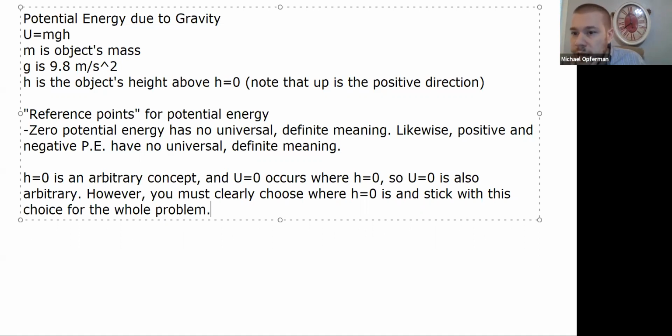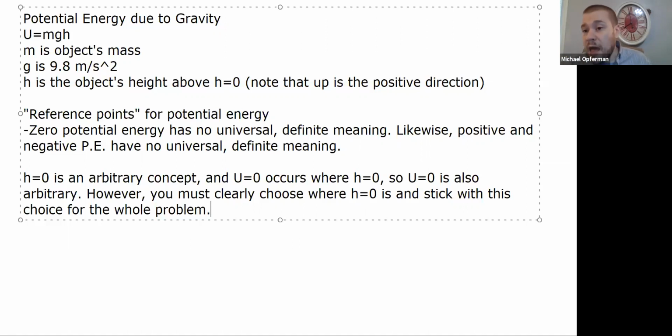And I'll show this in the examples I do for this concept. It's just something to be aware of. Make sure that you know where you are putting h equals 0. And personally, I like to always mark that in my sketches. When I sketch the initial and final state, I mark where h equals 0 is located so that I can't forget, and so that I make sure it's in the same spot for the initial and the final state.